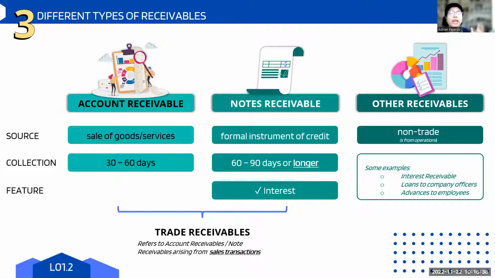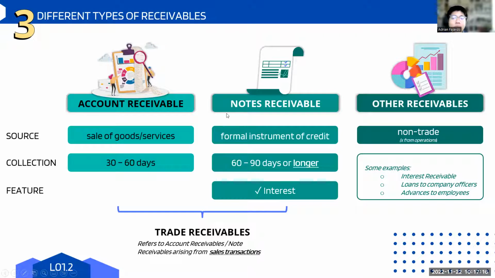Okay? So again, if they ask you how do you classify AR and notes receivable, you'll say that they're trade receivables because they arise from sales transactions or normal business operations. Now, on the other hand, you have your other receivables, which are non-trade. Examples of these would be interest receivable, loans to company officers, advances to employees, and the like. So all of these are still assets, but all of these are also other types of receivables.